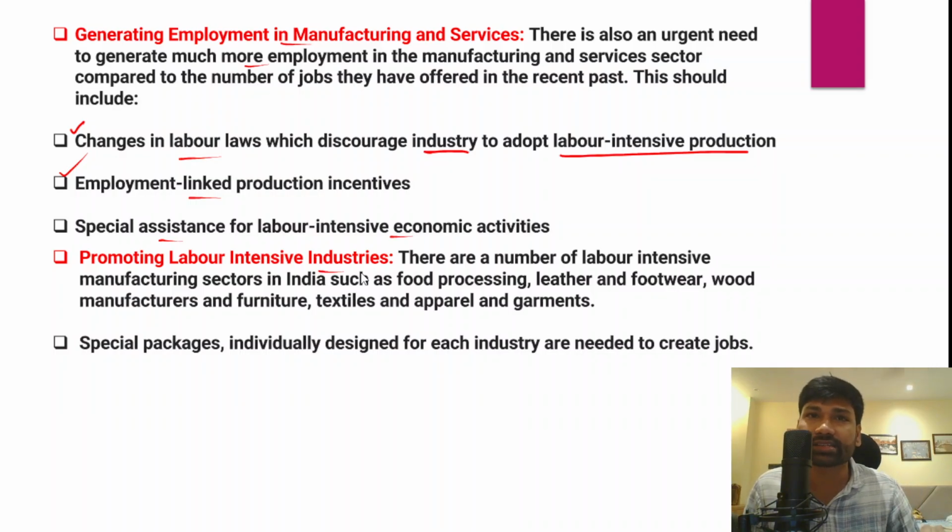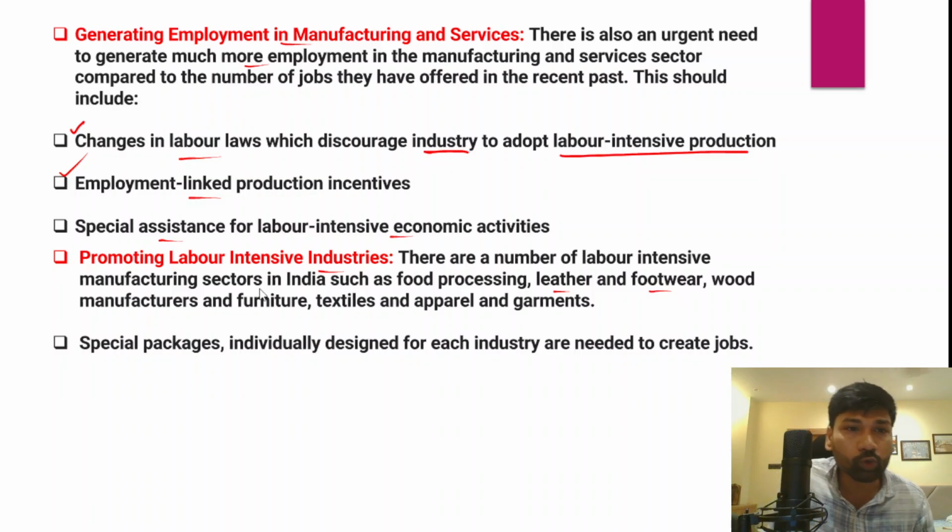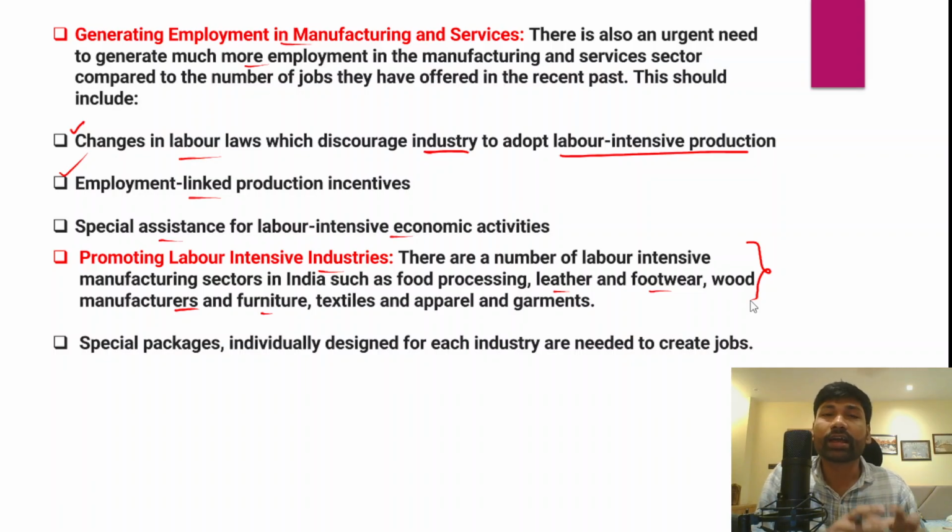Remember, there are certain industries which are considered labor intensive in India. For example, leather processing, footwear, food processing, wood manufacture, furniture making, textiles and apparel, garments. All these industries are large scale employment generators. They are known as labor intensive industries, and therefore the government must extend special assistance to them, so that would encourage and incentivize these industries and their further growth.